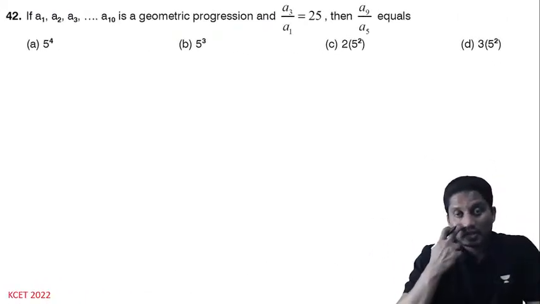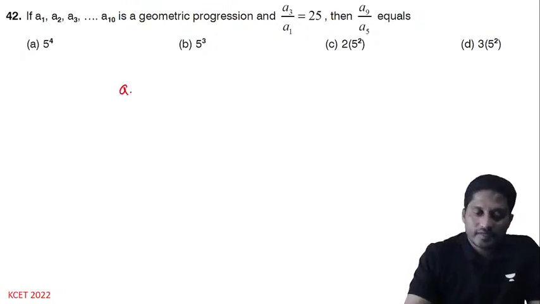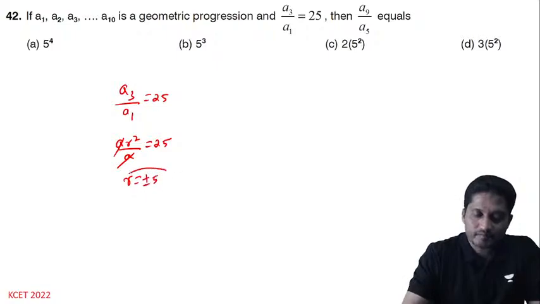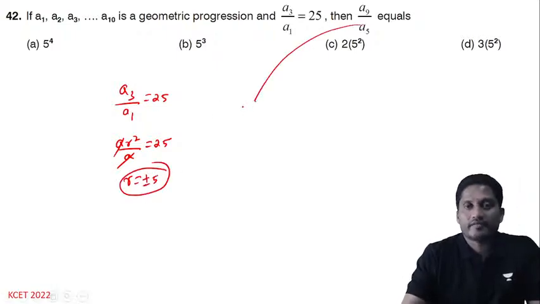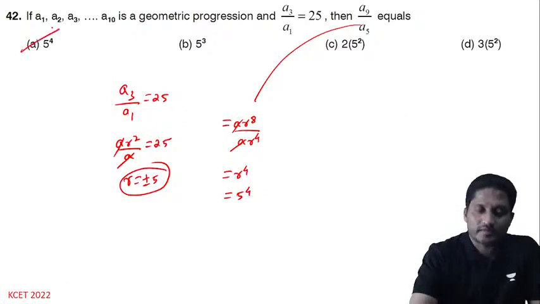Question number 42. A1, A2, A3 and so on up to n is in GP. A3 upon A1 is equal to 25. A3 is AR square, right? A1 is A. So this is equal to 25. So this fellow will cancel. R square is 25 means R is plus minus 5. A9 by A5. A9 is AR to the power of 8. A5 is AR power 4. So this is R power 4. This is equal to 5 power 4. Right, answer is option A.